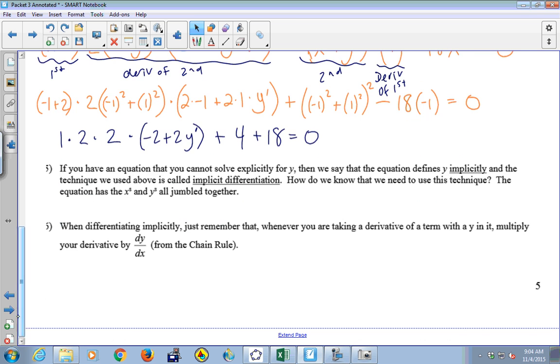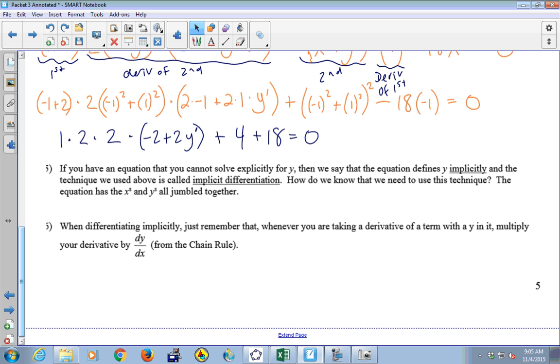Well, you get the idea, right? I'll find the mistake while you're working on your activities. I know, I'll find it. So just to summarize, if you have an equation that you cannot solve explicitly for y, we say that equation defines y implicitly, and the technique we just used is called implicit differentiation, where you take d dx of both sides. You end up having to use the chain rule, and that introduces dy dx into your equation, and then you solve for it.